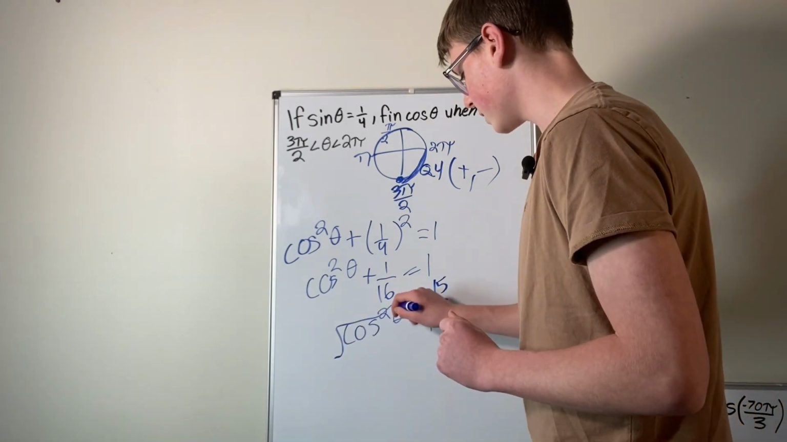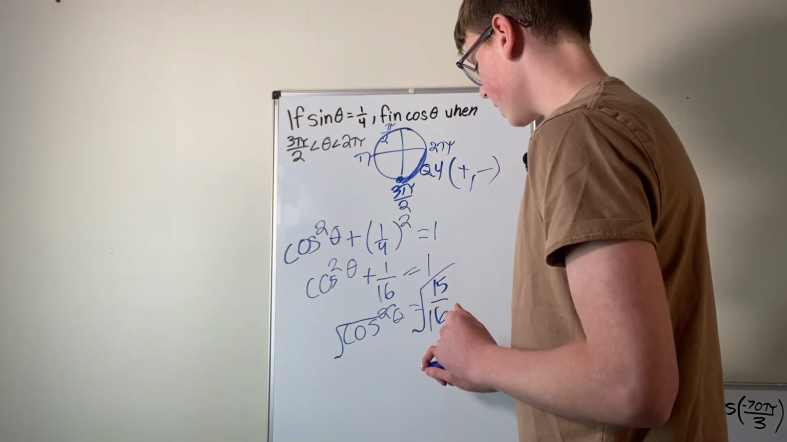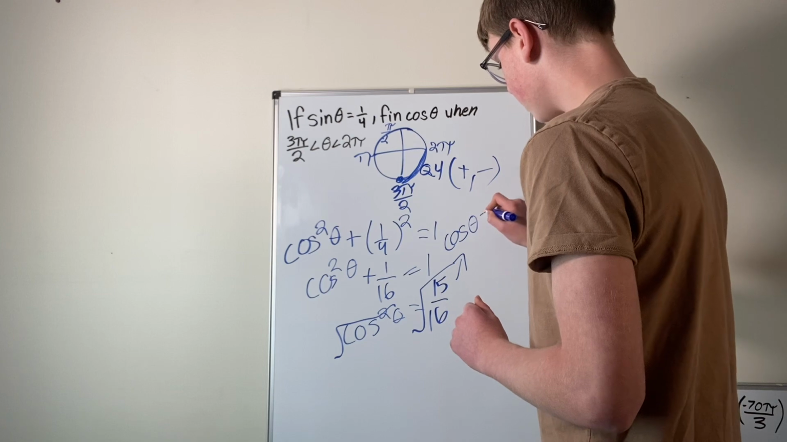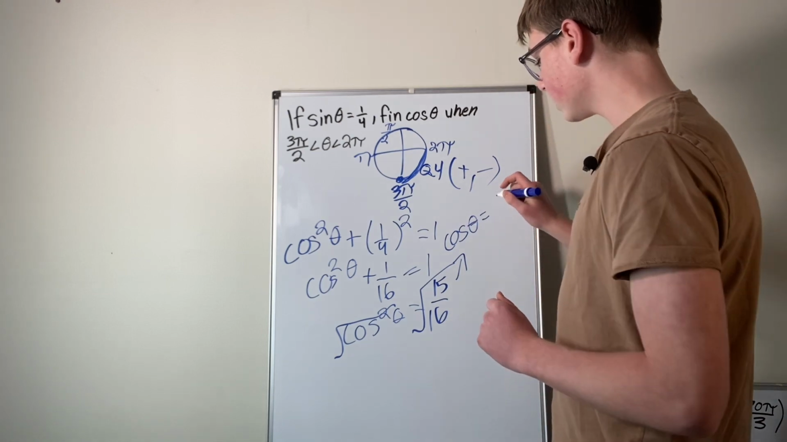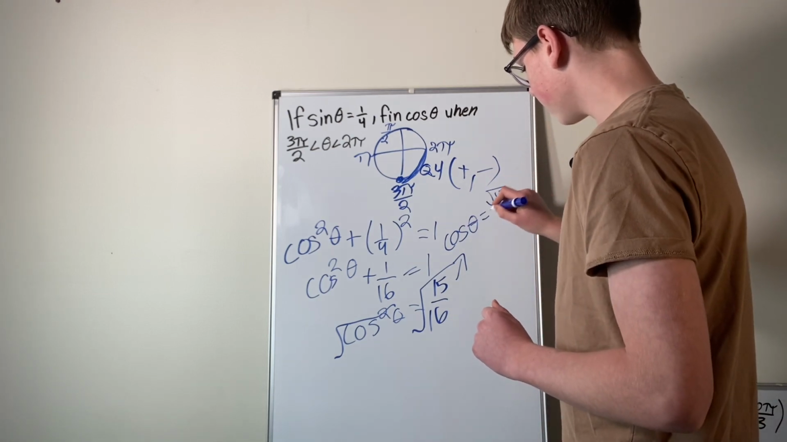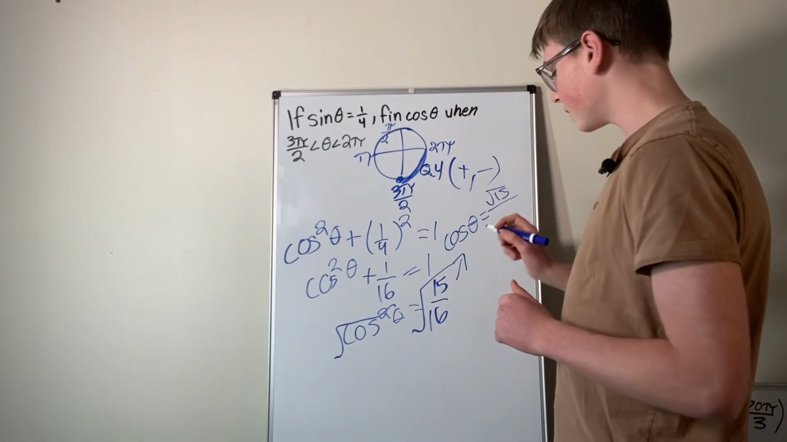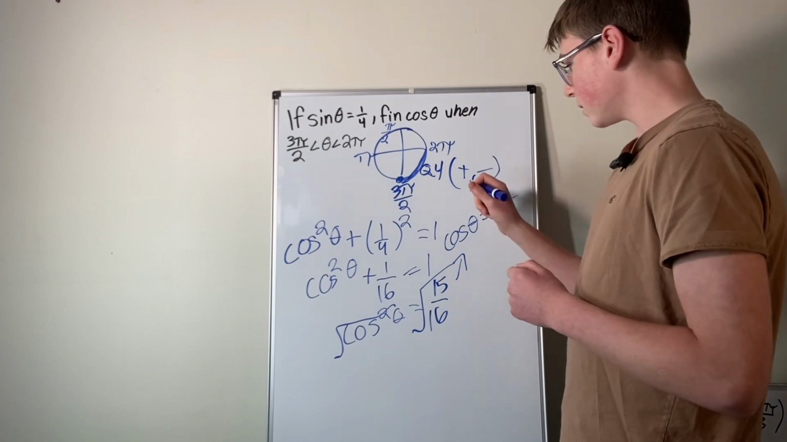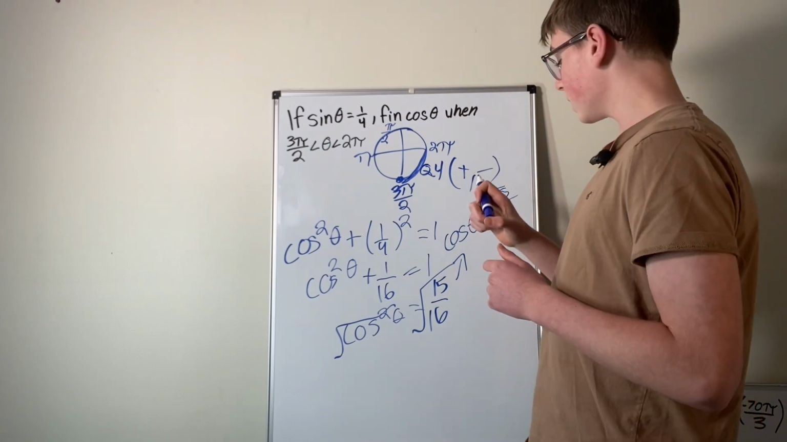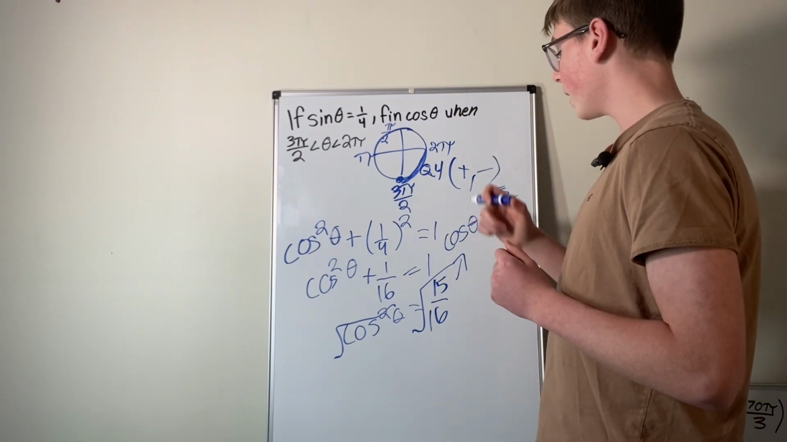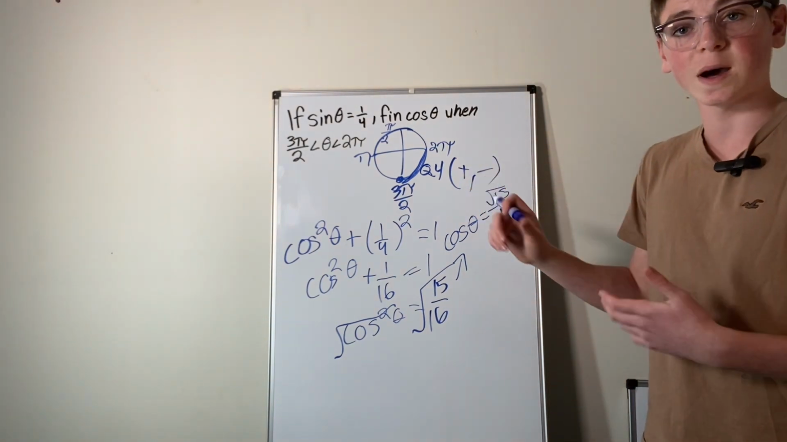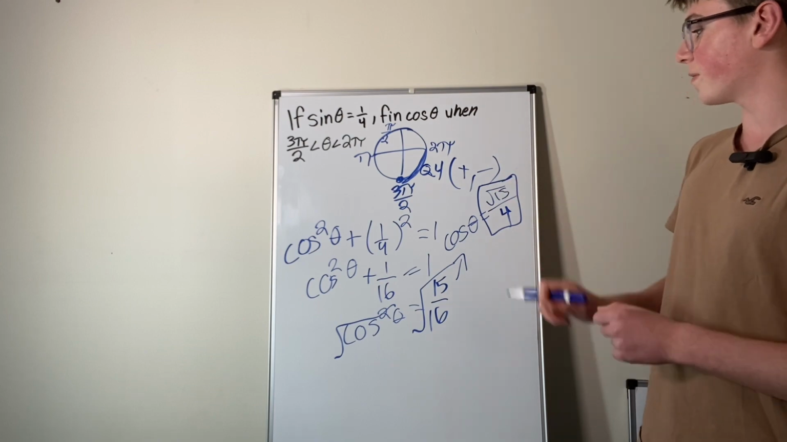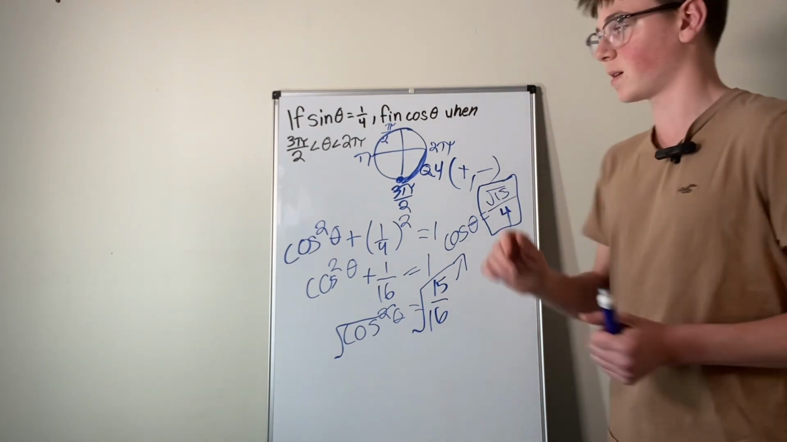You square root both sides. A little messy. And then we're going to get cosine theta equals root 15 over the square root of 16, which is 4. So it's root 15 over 4. But now we look at the quadrant. Is cosine positive? Well, cosine is positive in quadrant 4, so our answer is just root 15 over 4. But if this was asking for sine, it would be negative.